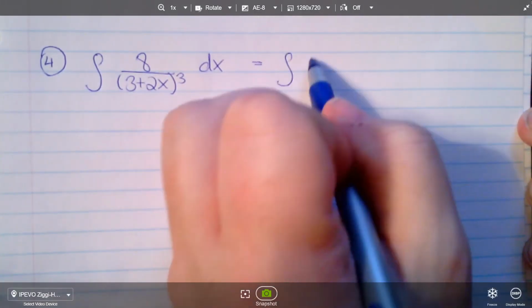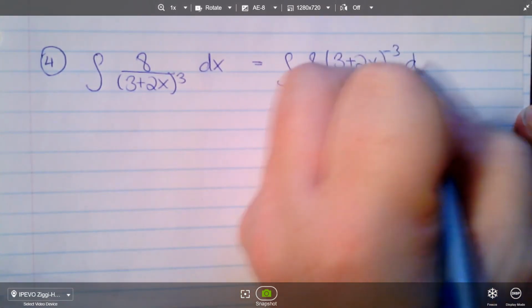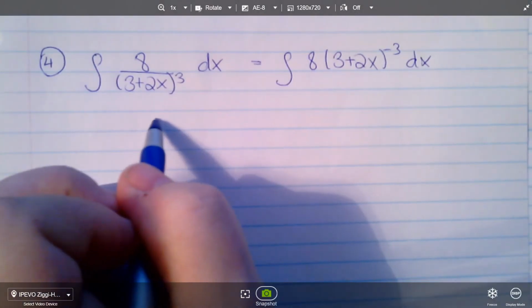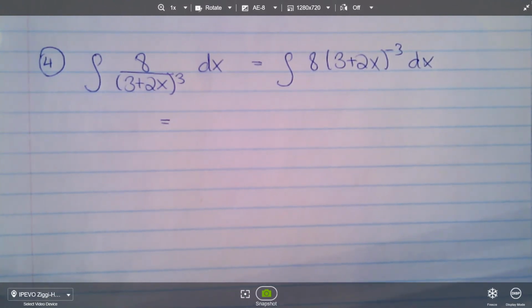So right off the bat, I do not want to have that bracket on the bottom. No matter what technique I decide to do, I don't want that bracket on the bottom. So I'm going to just quickly throw that up top. All right, I'm going to see if this looks like something I would want to do substitution with.